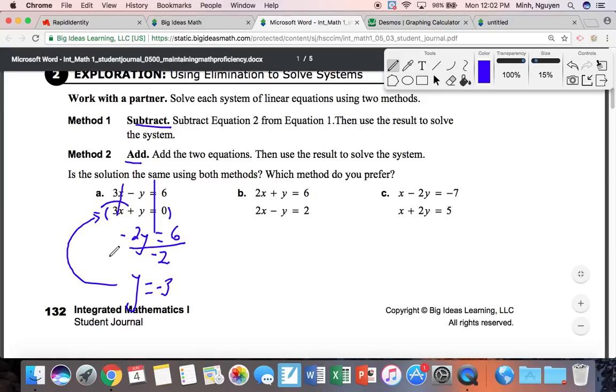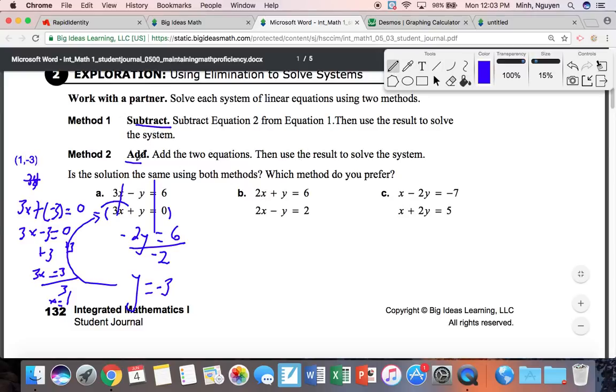So let's say 3x plus negative 3 is equal to 0. So you have 3x minus 3 equals 0, and from here you add 3, divide by 3, and we will get x equals 1. So our solution is 1, negative 3. X goes first, so y goes second. 1, negative 3.